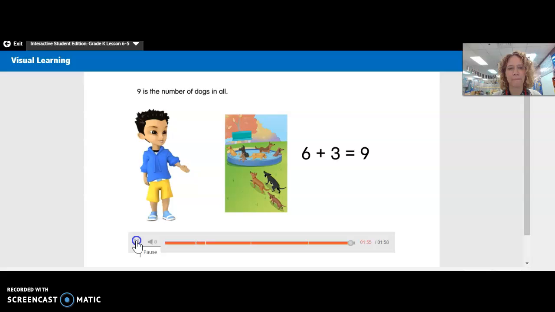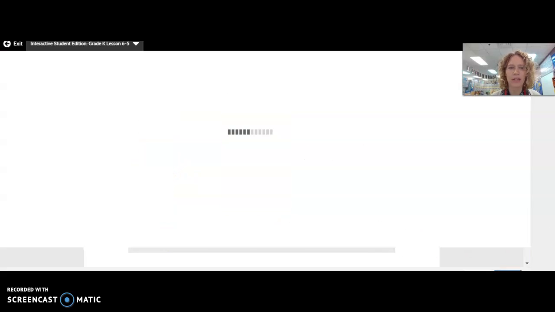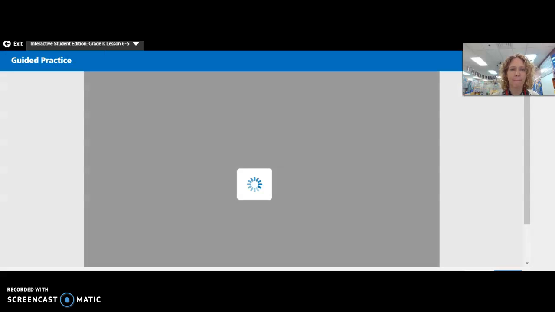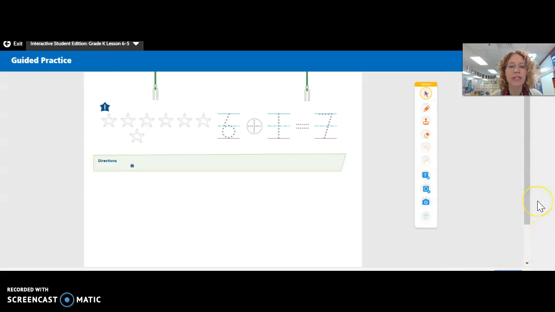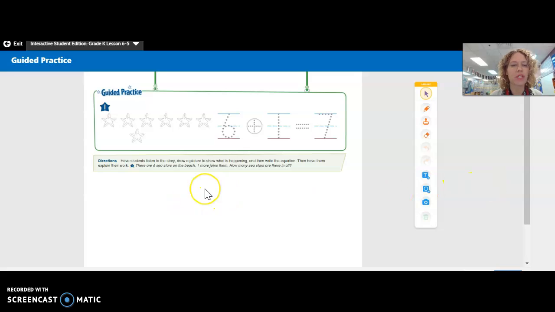Now you know different ways to show an addition problem. Great job, boys and girls. Let's take a look at our guided practice right away. All right, so we get to tell a story and then we get to solve the problem. It's kind of like we're detectives. All right, so we're going to start at number 1 here, and it says, listen to the story and then we'll do the work.